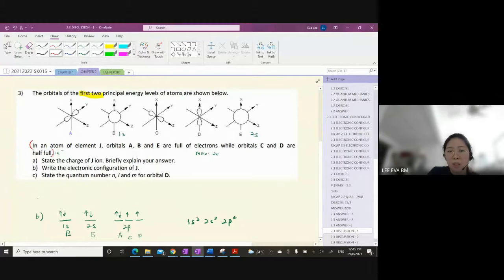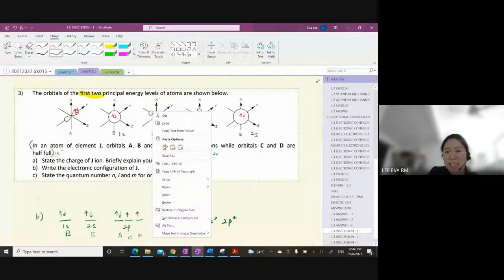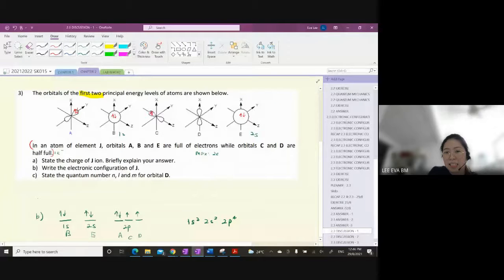Okay, so for orbital A, B, E, full of electron. So here you can put in first, 2 electrons. Okay, at B there are 2 electrons. At E there are 2 electrons. So this is in shape. Later we have to transfer it into the orbital diagram. Okay, and then C and D are half full. That means there is only 1 electron inside C and also D. Okay, and then you need to transfer into the orbital diagram.